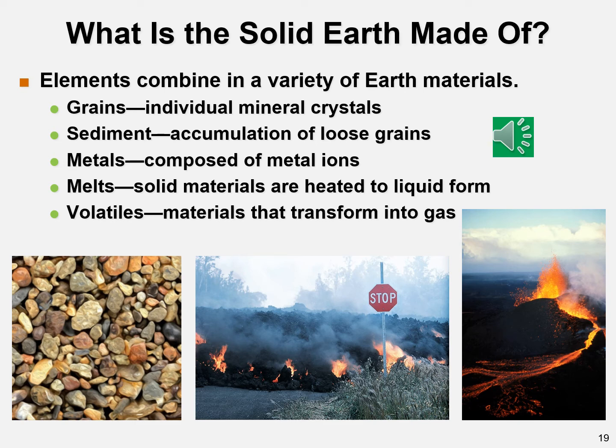Elements combine in a variety of earth materials to form grains, which are individual mineral crystals; sediment, which is an accumulation of loose grains; metals, which are composed of metal ions; melts, solid materials that are heated to liquid form; or volatiles, materials that transform into gas.